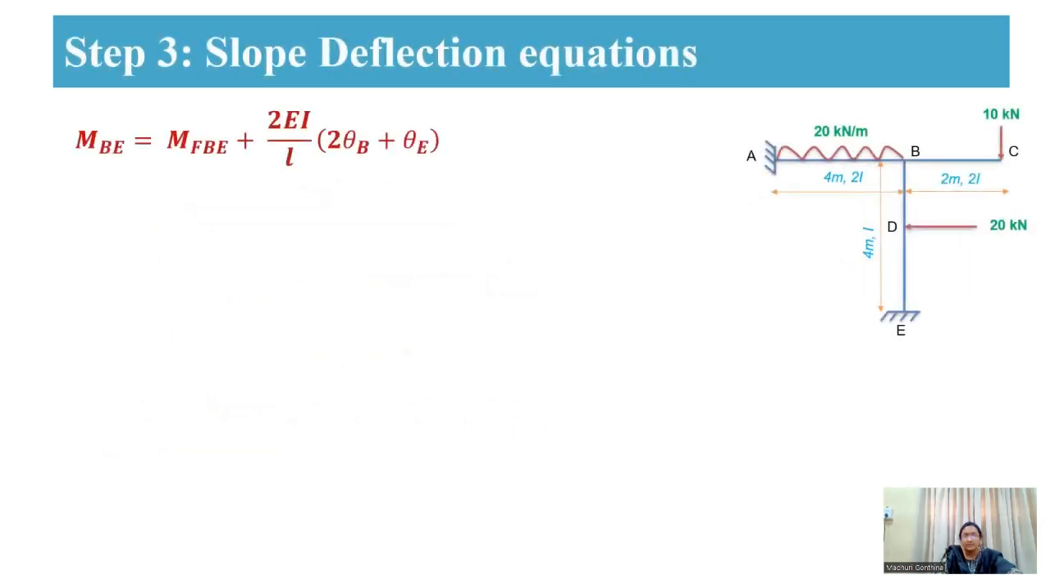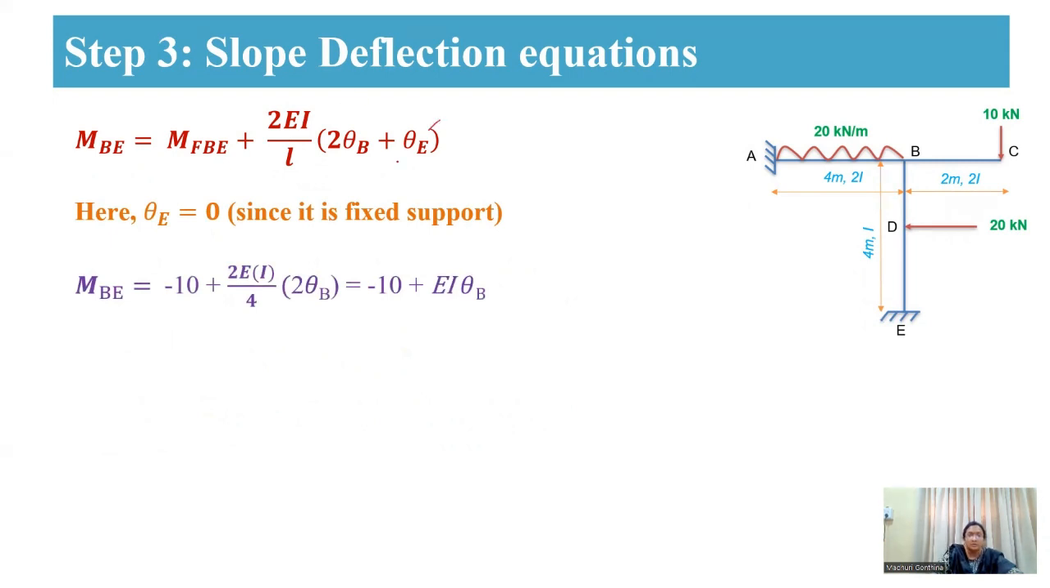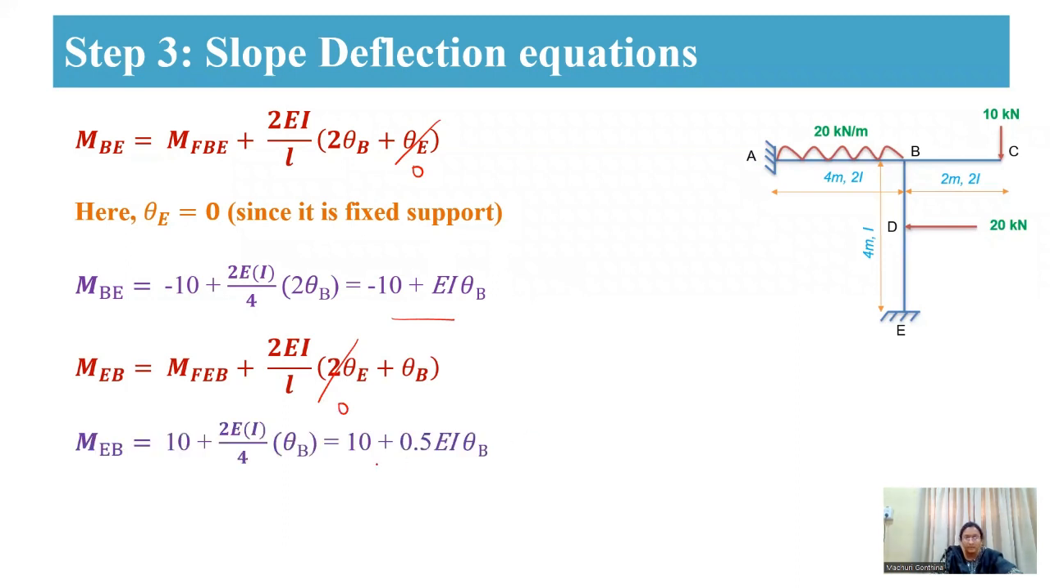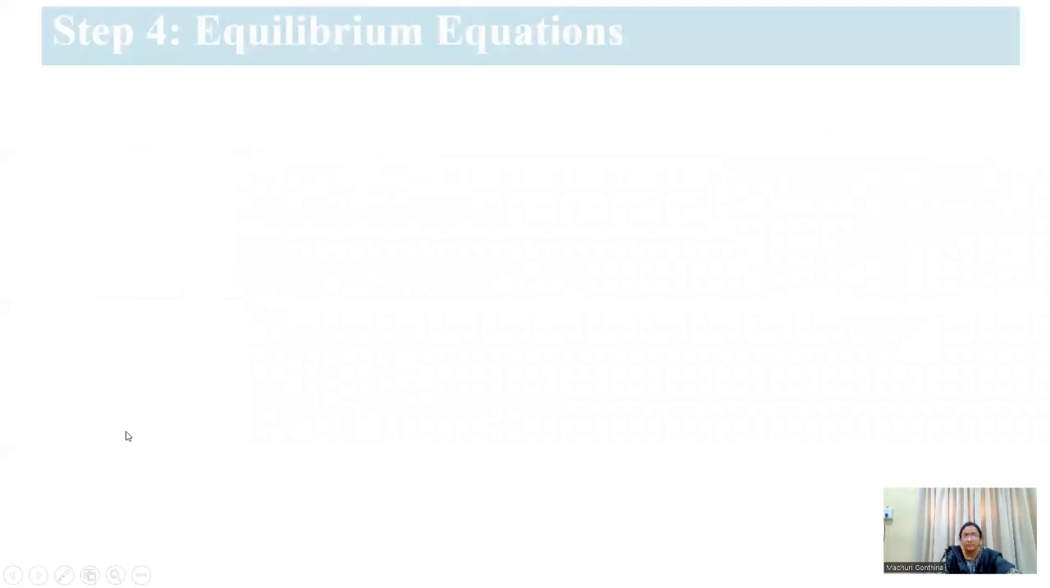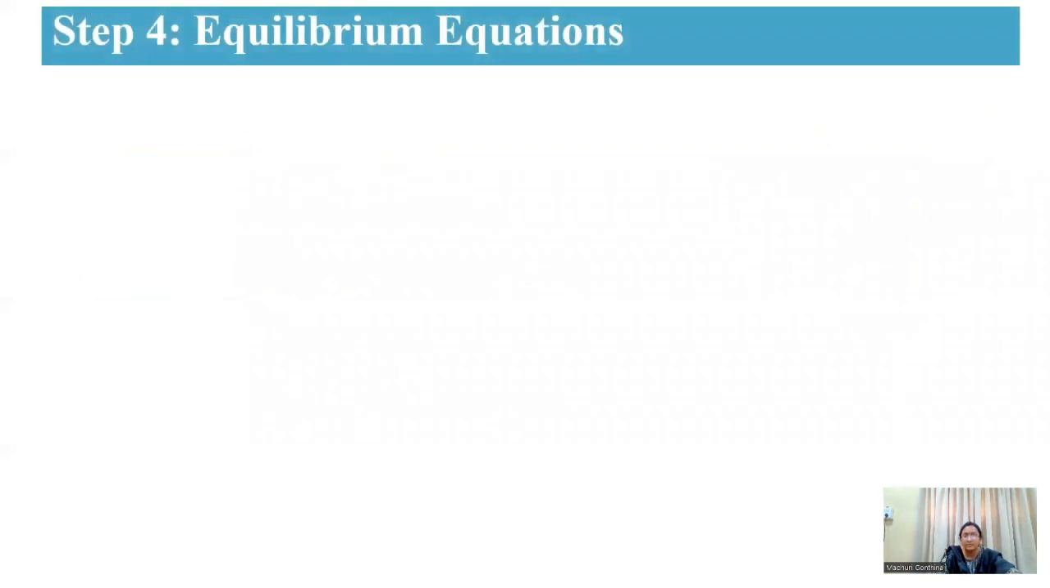So next, again we are going to take MBE. For MBE also, as E is a fixed support, theta E will be equal to 0. Therefore, now the equation is going to become like this for the MBE case. Similarly for MEB, again you are going to substitute theta E as 0. Then the final equation will become like this. After substituting all these values and getting the finalized equations for your end moments, then in step 4, you are going to use the equilibrium equations.